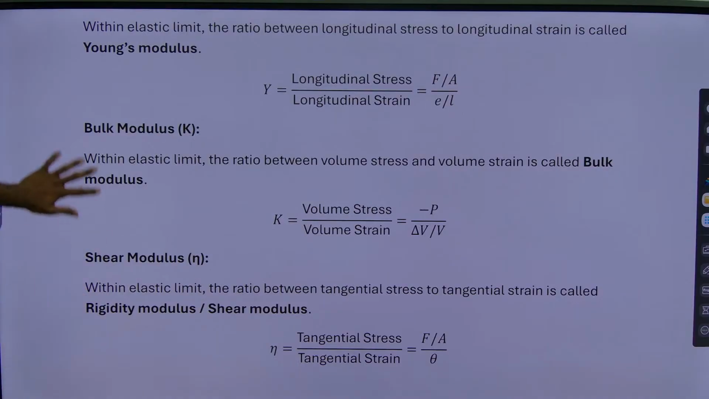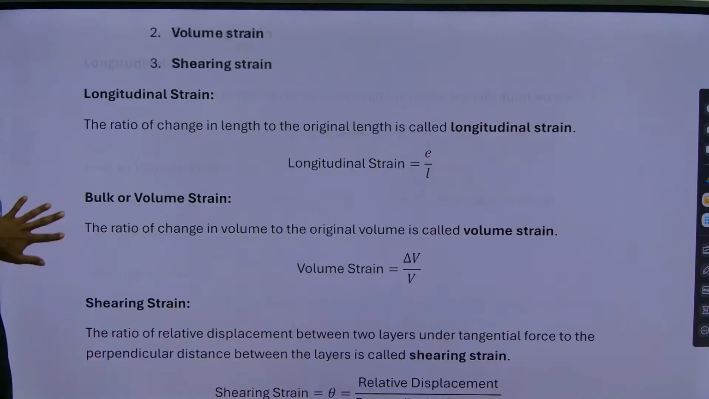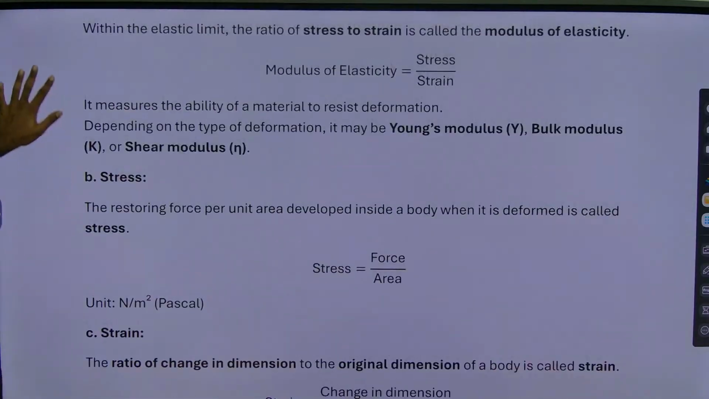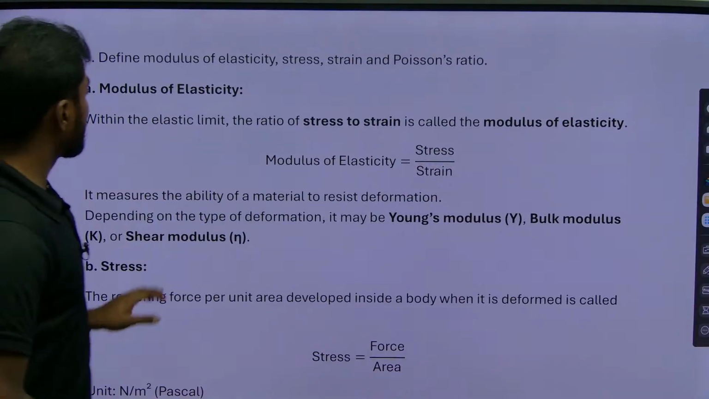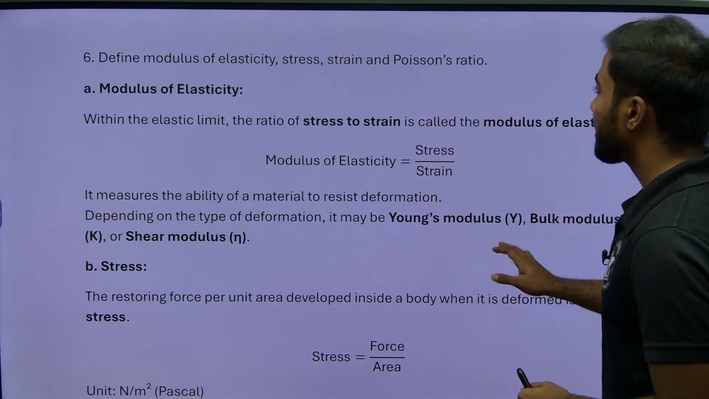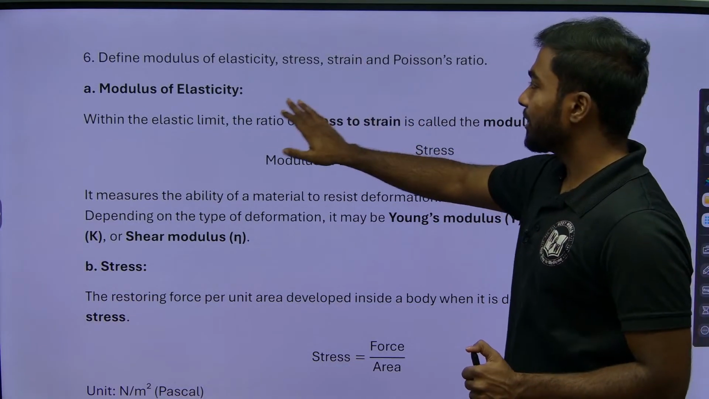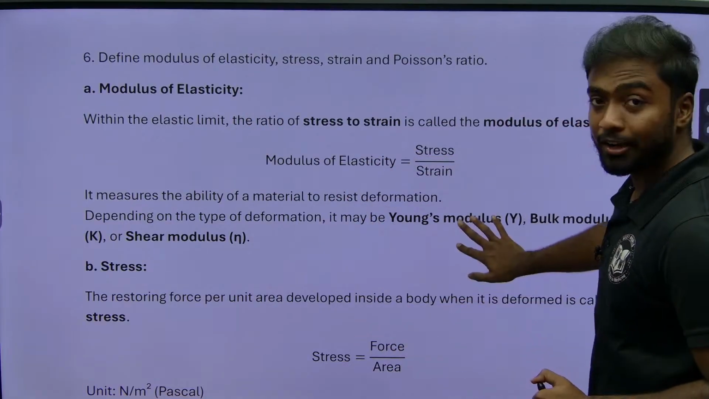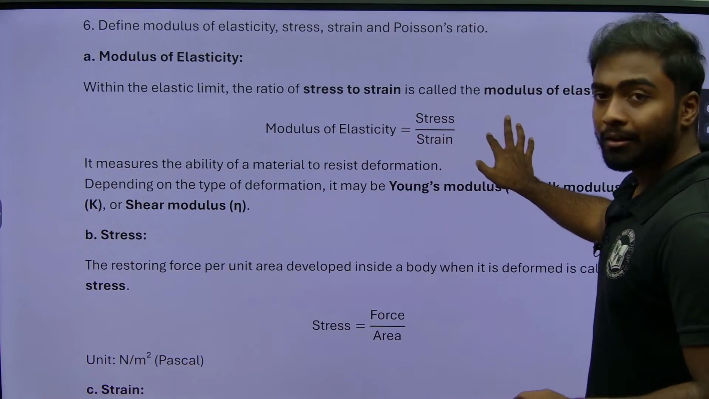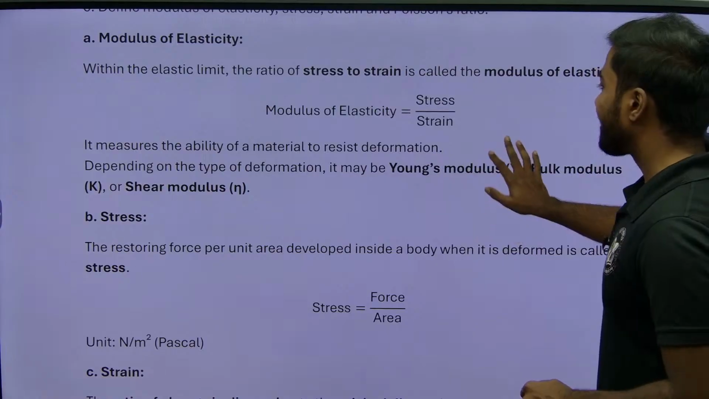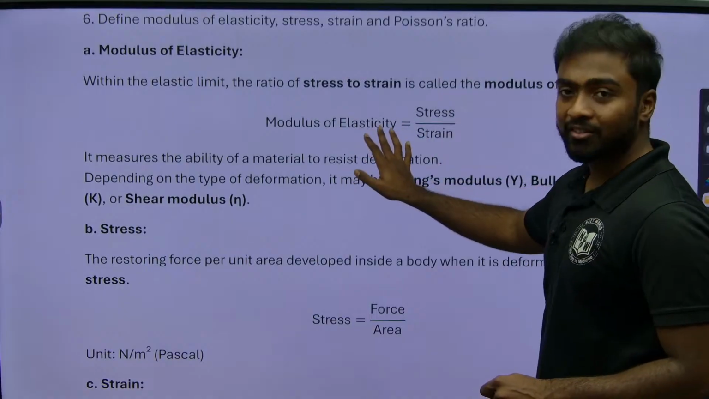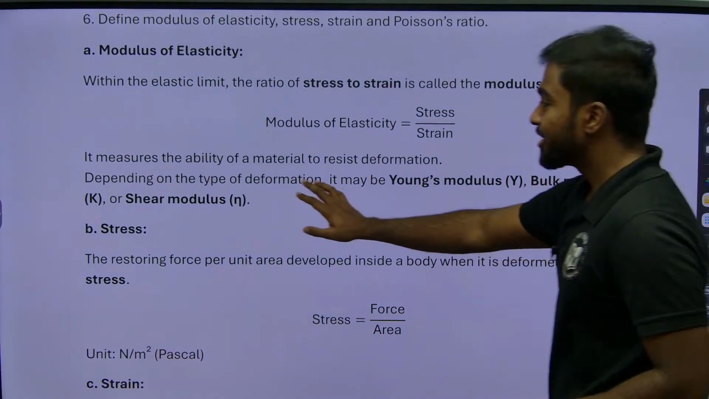Done? Okay, we'll go for the next one. Yeah. Define modulus of elasticity, stress, strain, Poisson's ratio. This is one question. Stress we have seen, strain also we have seen, modulus of elasticity also we have seen, right? So once again we can take a glance at that. It is the ratio of stress to strain, and the unit is Newton per meter square, and the types of modulus of elasticity are Young's modulus, bulk modulus, and shear modulus.